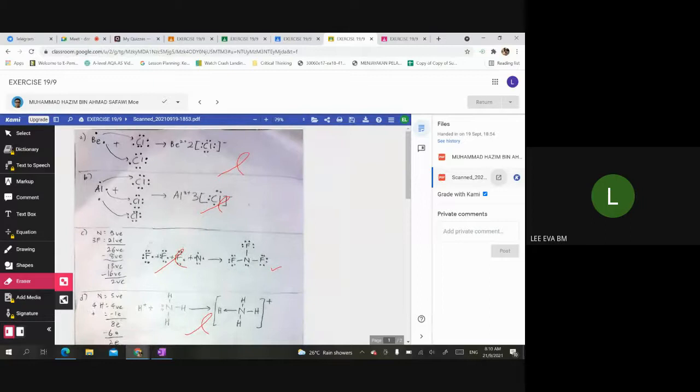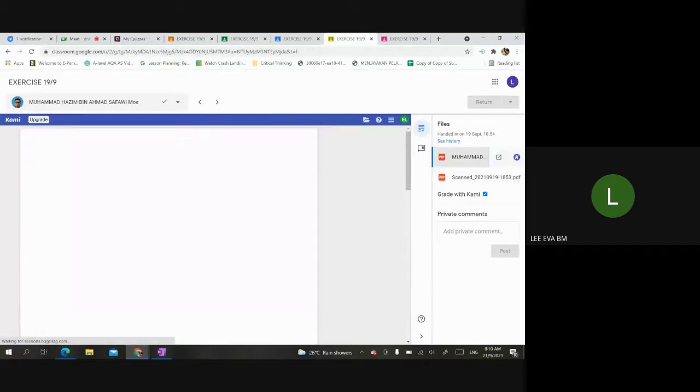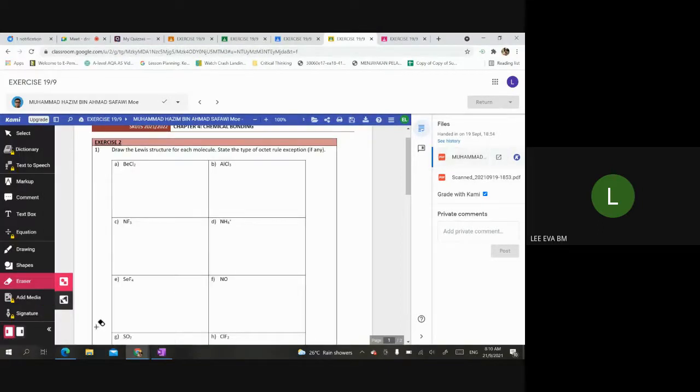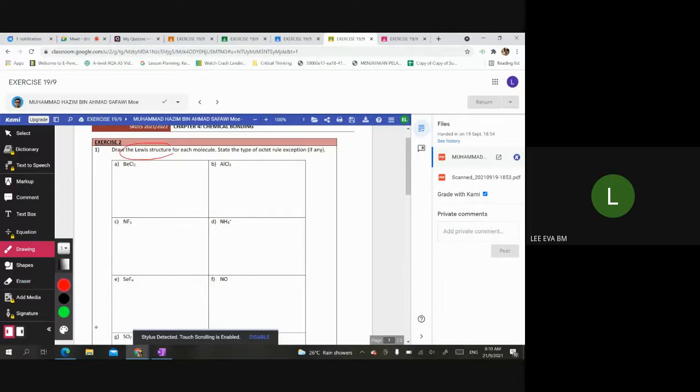Please make sure, we are not showing the bond formation for this template. If you can see, read the question properly. We want the Lewis structure instead.